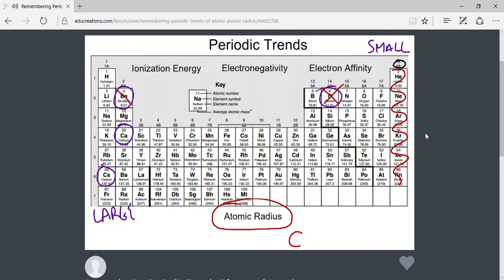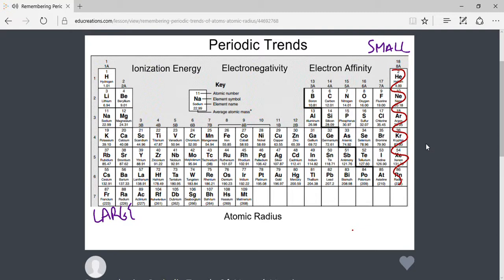Next in line would be our beryllium, because it has the same number of energy levels as carbon. Then we see calcium with more energy levels. And finally, cesium, the largest of them. We have an increasing order from smallest to largest: carbon, beryllium, calcium, cesium. By writing the terms large, small on a version of a periodic table and excluding the noble gases, it creates a simple memory tool for remembering this periodic trend related to atomic radius.